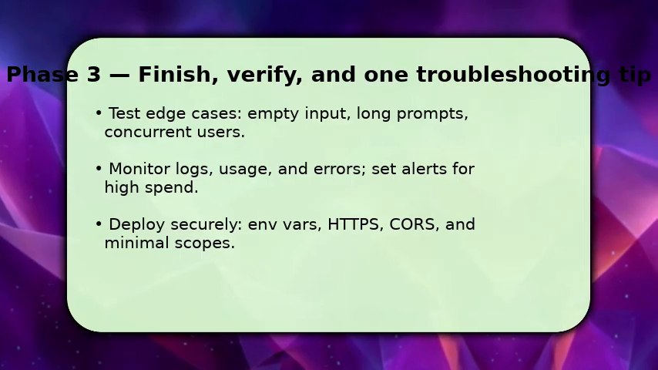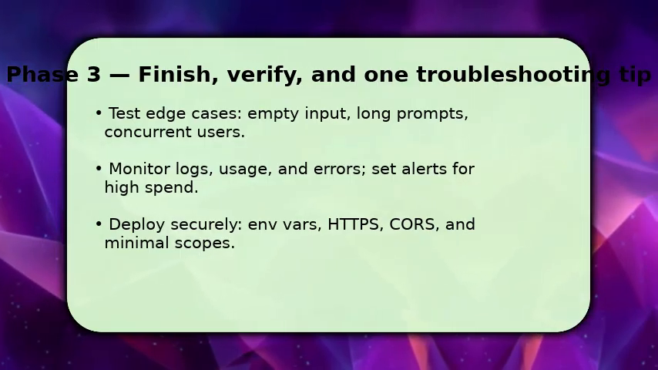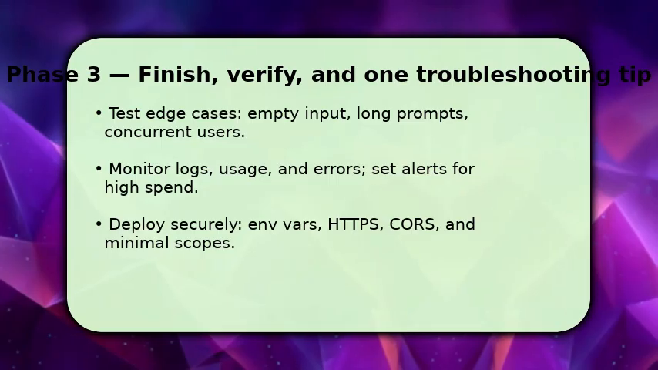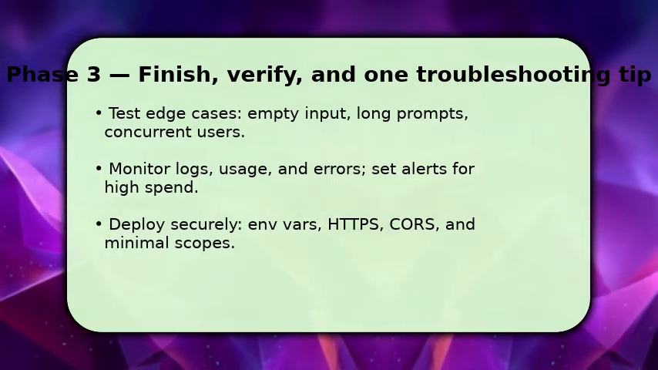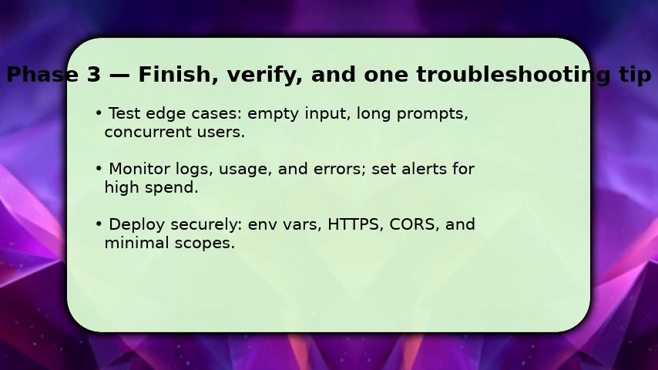If things go wrong, inspect server logs and API error codes. Most issues are rate limits or key misconfiguration. Adjust quotas or rotate keys, and add logging around request/response for fast diagnosis.